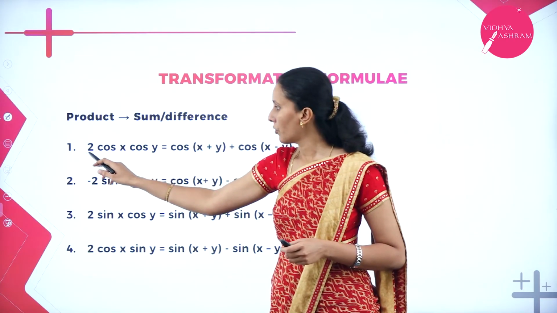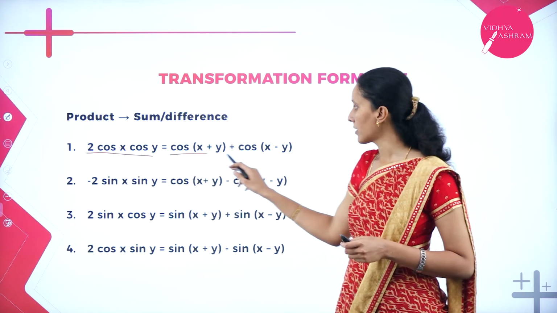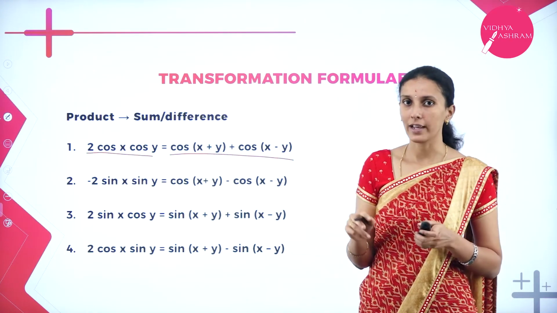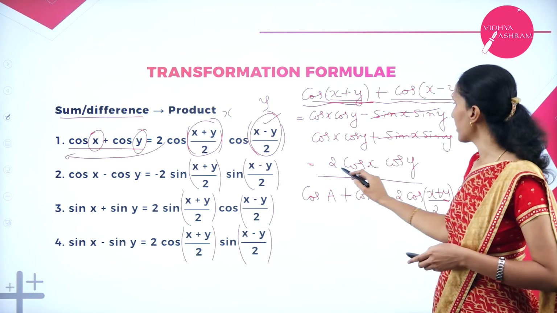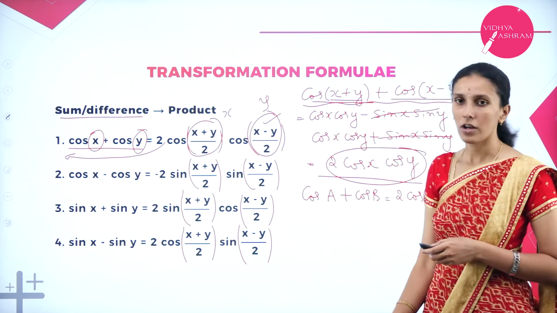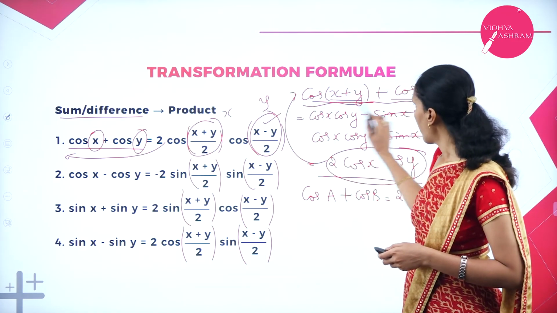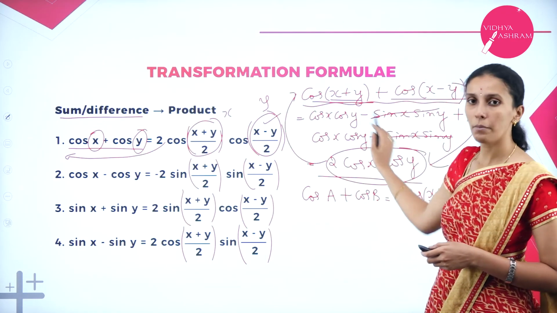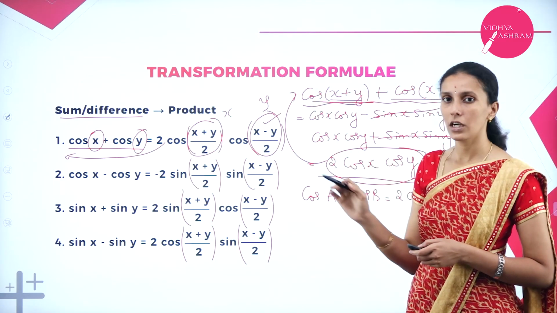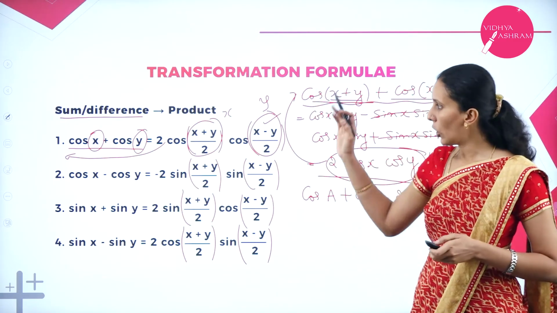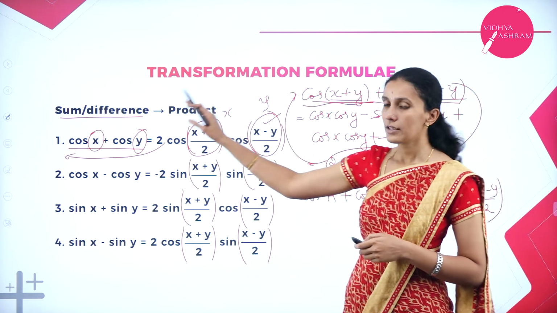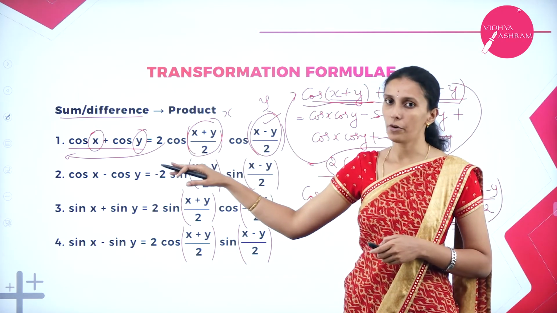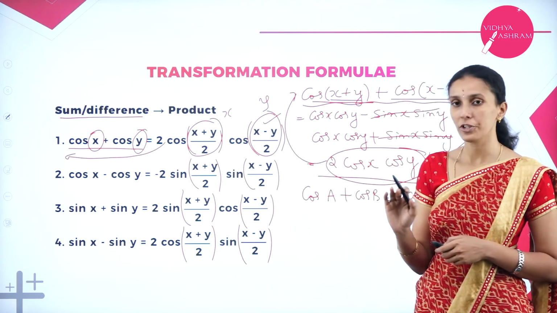Look here, 2 cos x cos y can be taken as cos (x plus y) plus cos (x minus y), as I did it previously. Here, cos (x plus y) plus cos (x minus y) means 2 cos x cos y. You can go back. From here to here, it is sum to product, and from here to here, it is product to sum. So if you learn all these transformation formulas, we are transforming sum or difference to product, and product to sum or difference. Therefore, it is called the transformation formula.